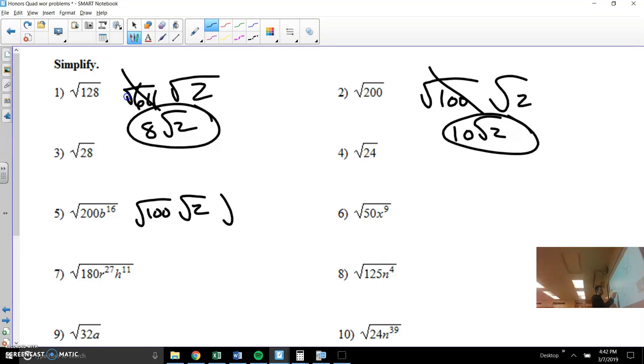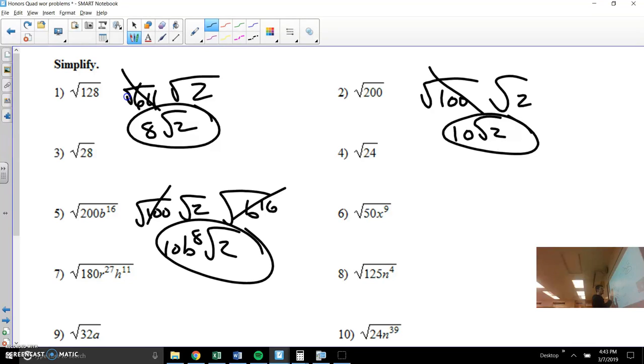And because this exponent is even, I don't really want to change that because I can divide that number easily by 2, and that's how you square root variables. So the square root of 100 is 10, and divide 16 by 2, that would be b to the 8th power. If you think about it, b to the 8th times b to the 8th is b to the 16th because the powers add. That's why you divide by 2. And then the square root of 2, you really couldn't do anything with it.